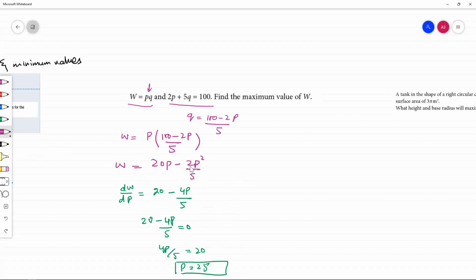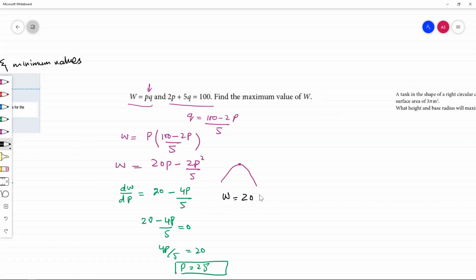The coefficient of p square is negative, so it will always open downward. So this is where p is 25, and this point will be the maximum. So use this p value in this W and you will find the maximum value of W.